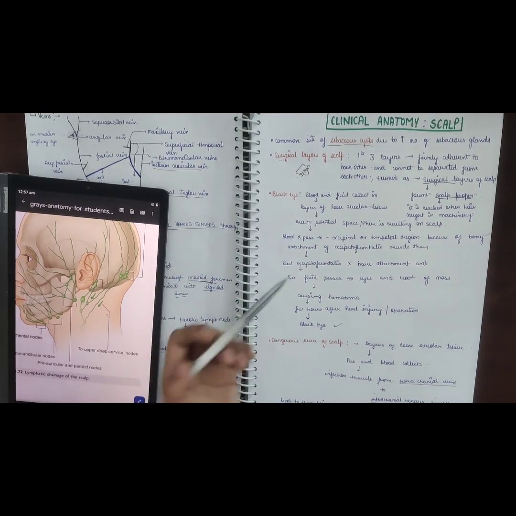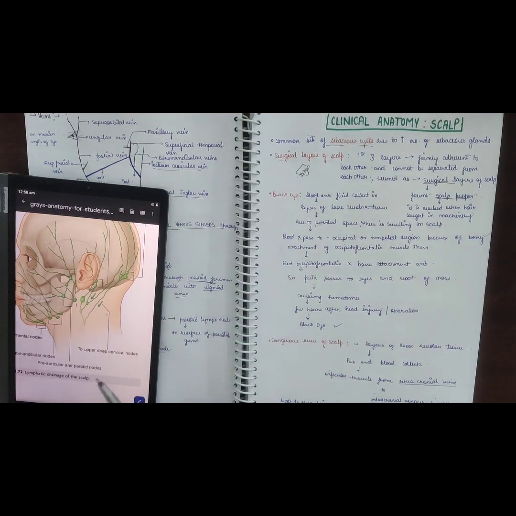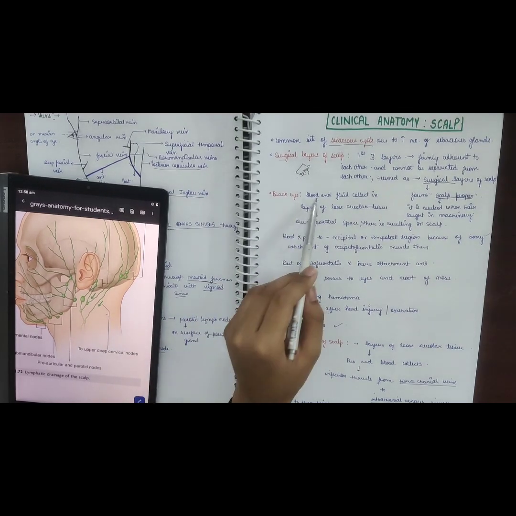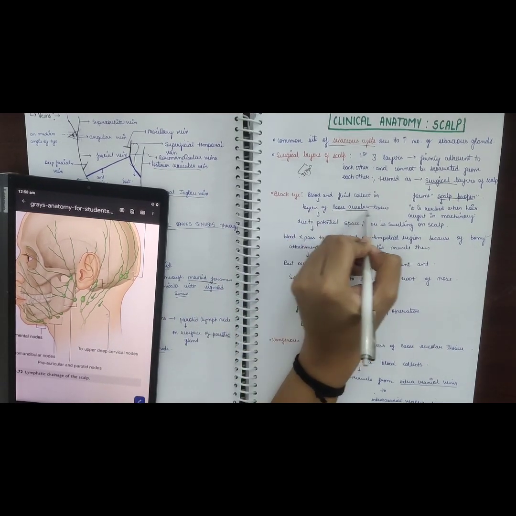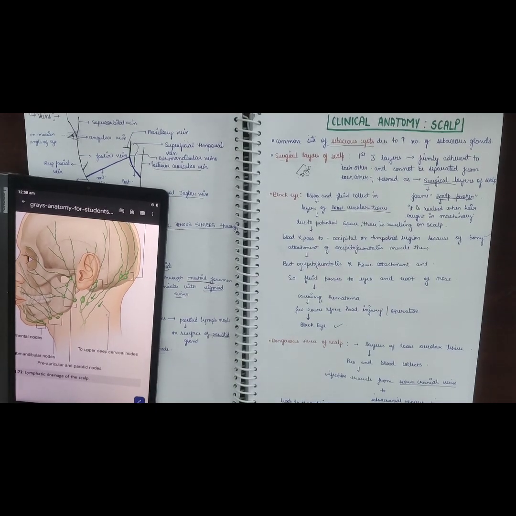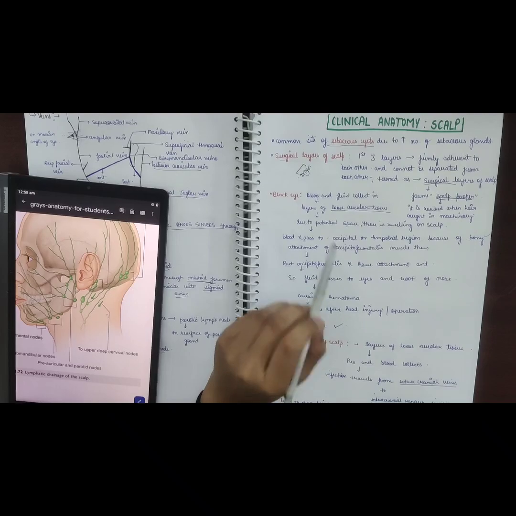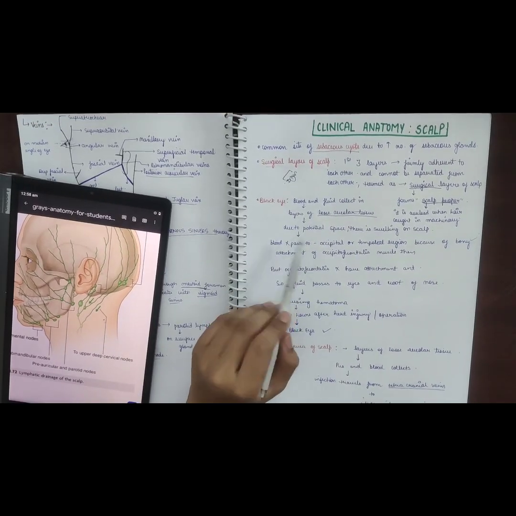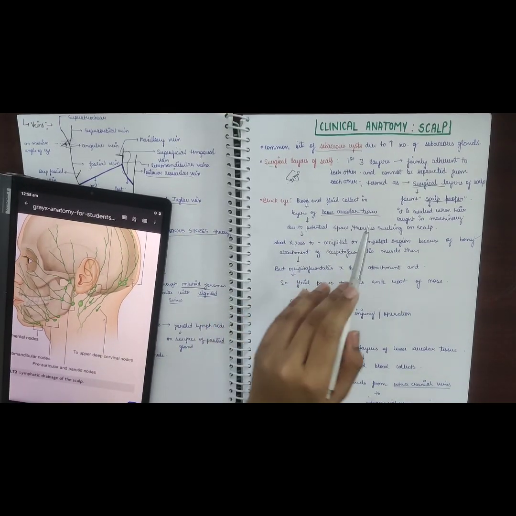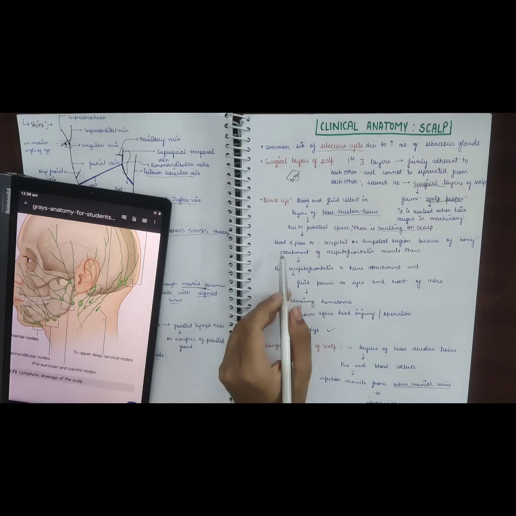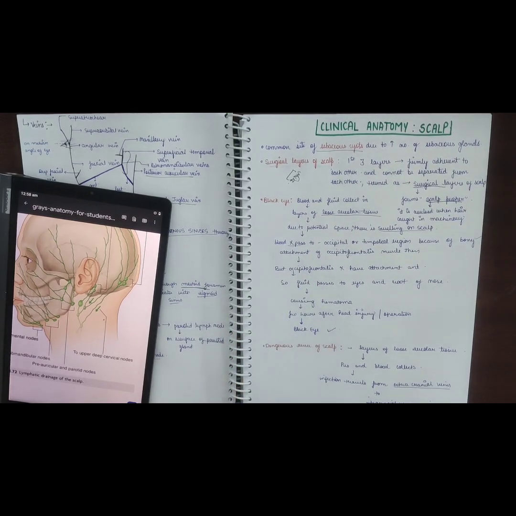Okay. Then we have black eye. So blood and fluid collect in the layers of loose areolar tissue, because it has potential spaces and a good amount of blood supply in these layers. So due to the potential space, there is swelling on the scalp. Blood cannot pass through the posterior side and the lateral side because of the bony attachment. But the bony attachment is absent on the anterior side of the scalp.